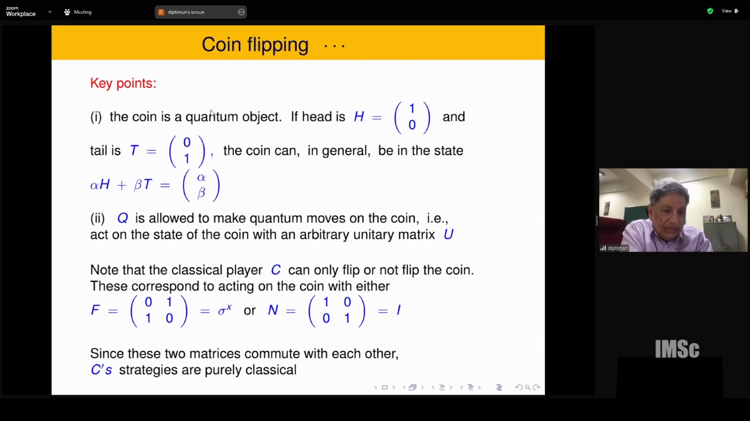Now, these two matrices, of course, commute with each other. That's easy to see. And that's the sense in which we say that the strategies of C are purely classical. Classical operations always commute with each other. Operations not commuting with each other is one of the characteristics of quantum transformations.